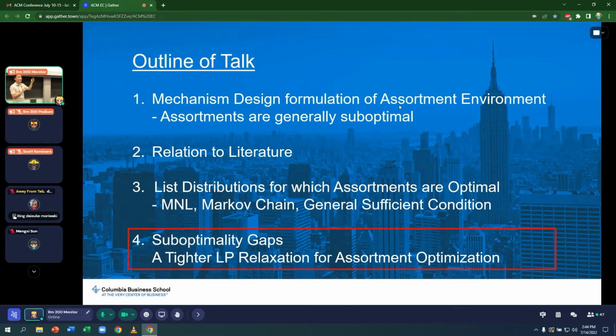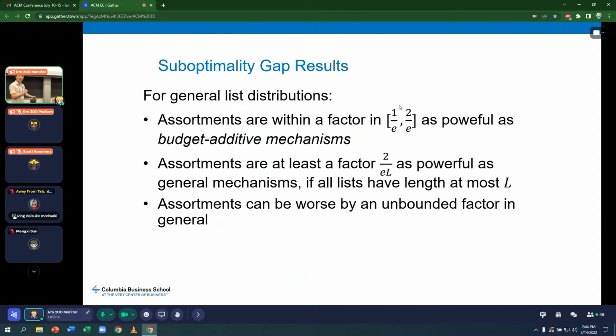So, suboptimality gaps when this is not satisfied. I'll just state some results. We derived a sufficient condition under which assortments were optimal. But for general list distributions, we can define subclasses of mechanisms. I said earlier there's a one-to-one correspondence between IC mechanisms under this definition and monotone submodular functions. If we take what I call budget additive mechanisms, those corresponding to budget additive submodular functions, then we can show that assortments can give a constant factor approximation.